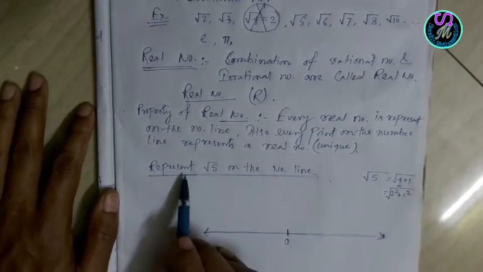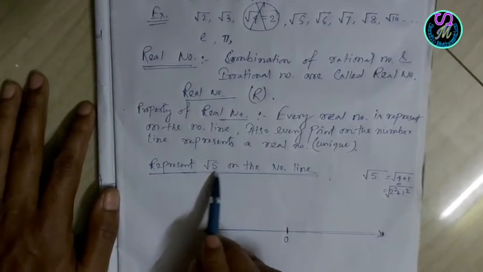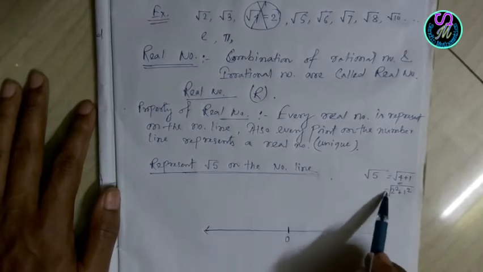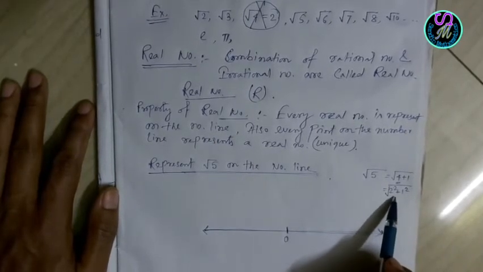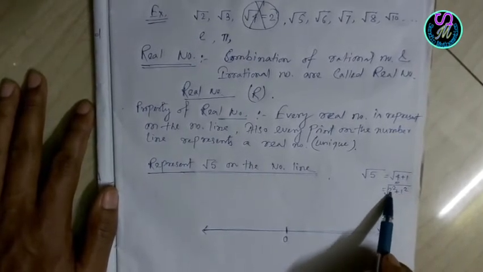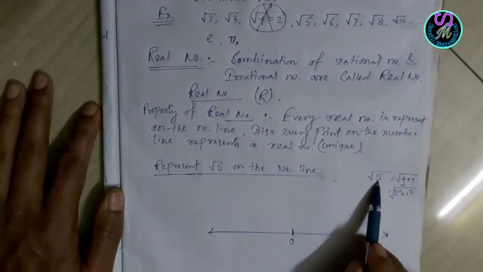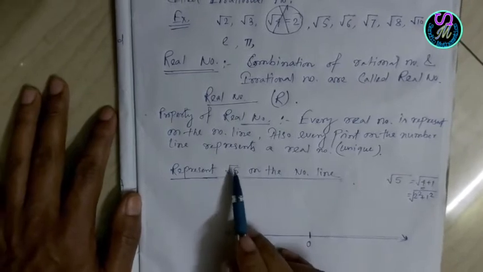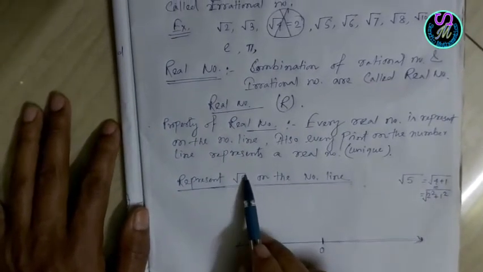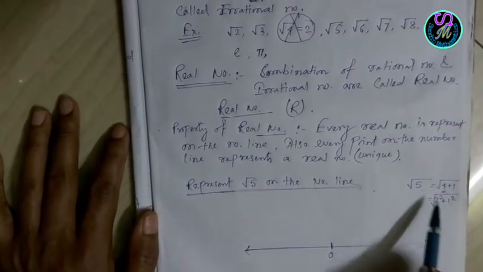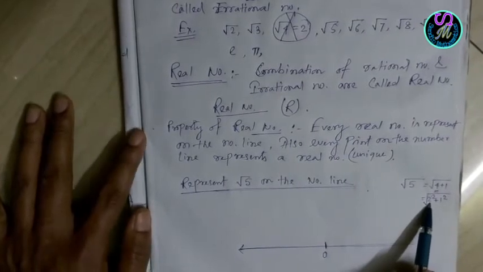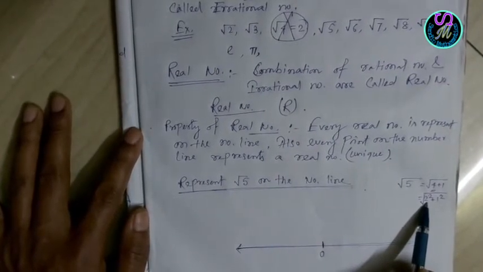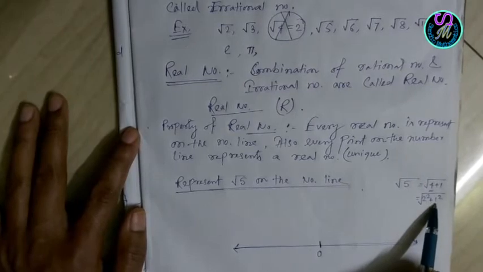So if you represent any irrational number on the number line, then at first we have to find the two numbers whose squares sum to the number. Here we have to consider 5, not the root, and 5 can be expressed as the sum of the squares of two numbers, here 2 square and 1 square.